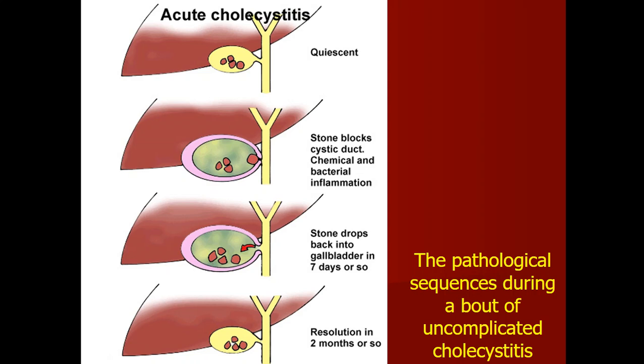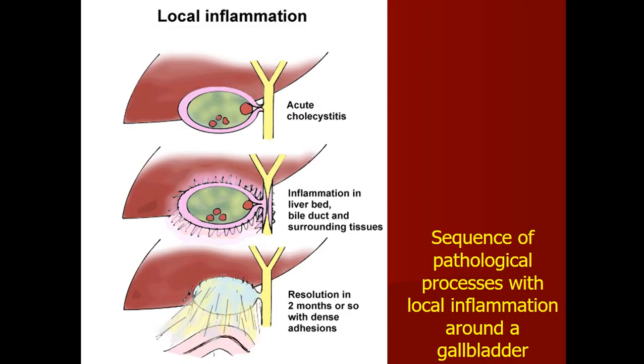So, as you can see, we have stones in the gallbladder. When the stone blocks the cystic duct, chemical and bacterial inflammation begin. But when the stone drops back into the gallbladder in several days, up to a week or so, resolution follows through 2 months or so.